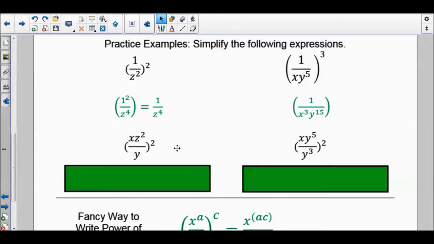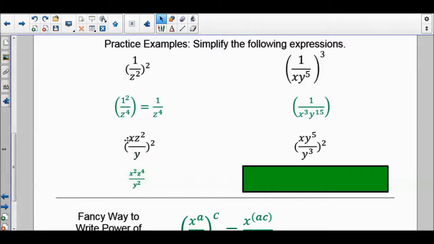For our third example, we're going to take that 2 and distribute it to everything on the top and everything on the bottom. So then our x had an exponent of 1, so 1 times 2 would give us an exponent of 2, so x squared. z already has an exponent of 2, so 2 times 2 gives us 4. And then y has an exponent of 1, so 2 times 1 would give us 2 on the bottom. So our final answer there is x squared z to the fourth divided by y squared.